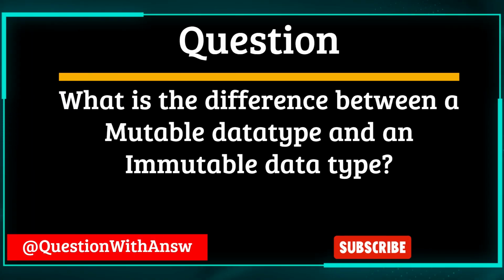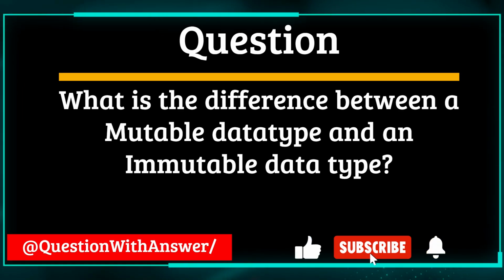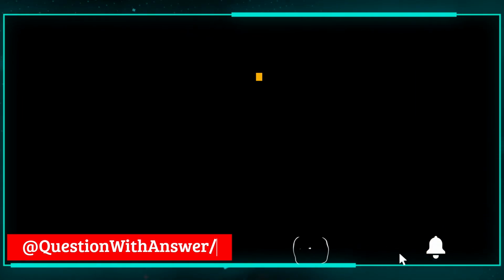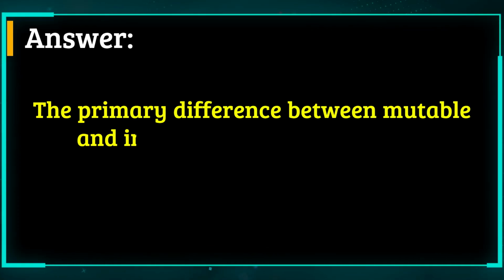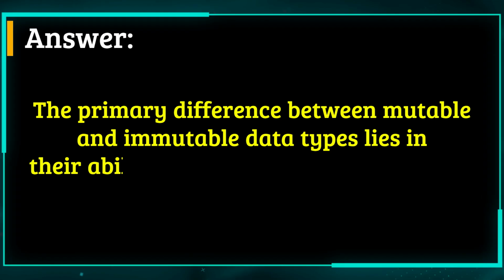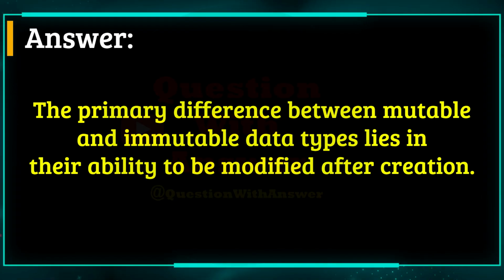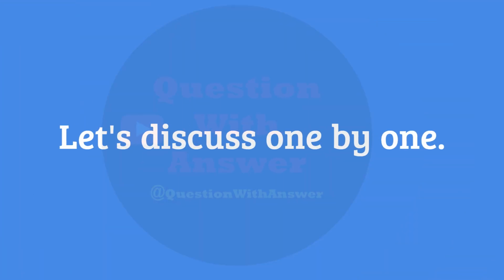What is the difference between a mutable data type and an immutable data type? Answer. The primary difference between mutable and immutable data types lies in their ability to be modified after creation. Let's discuss one by one.